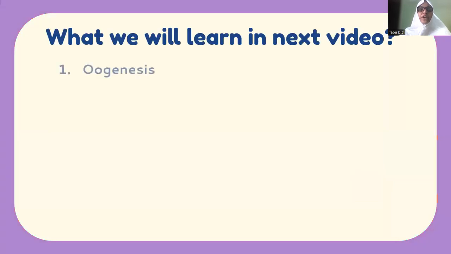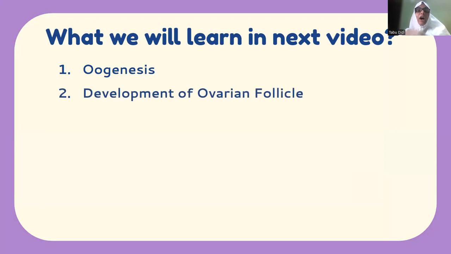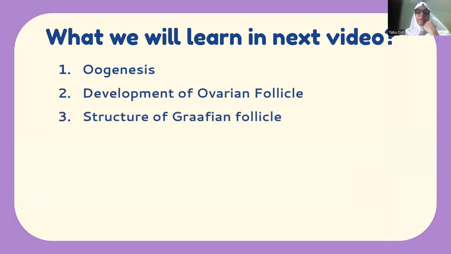In the next video, we are going to study oogenesis. We studied the male reproductive system, the female reproductive system, then spermatogenesis and the structure of sperm. Now in the next video, we'll do oogenesis and the structure of the ovum, how the eggs develop and all that.